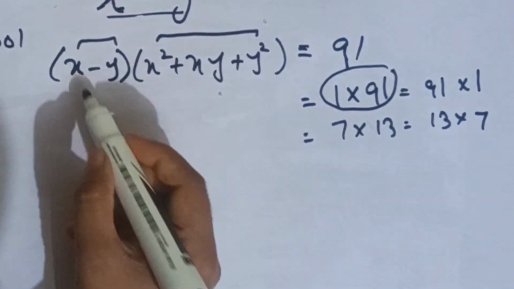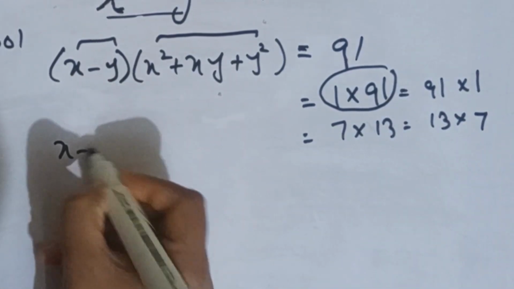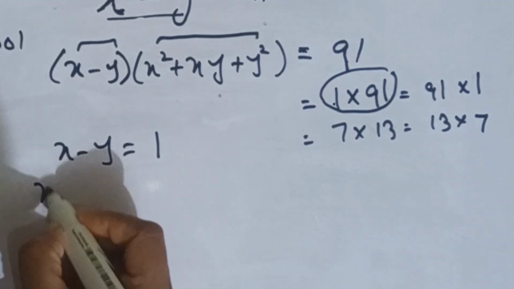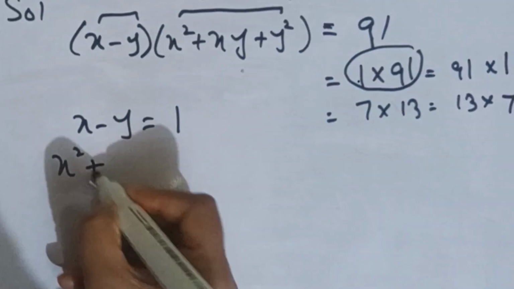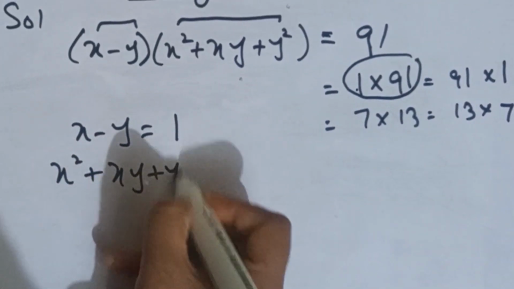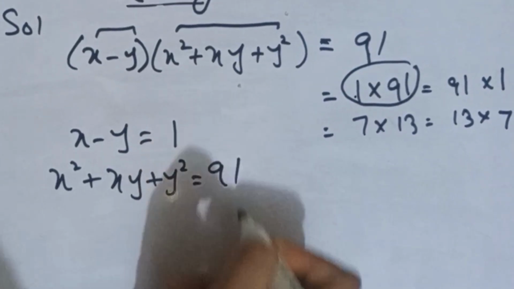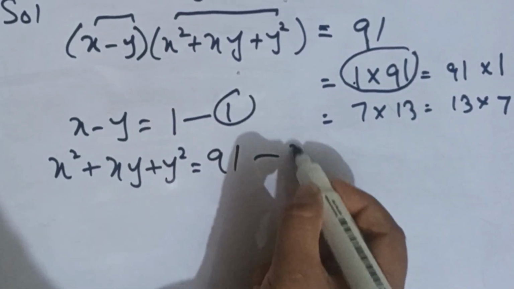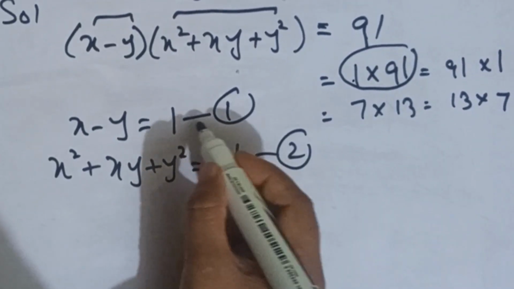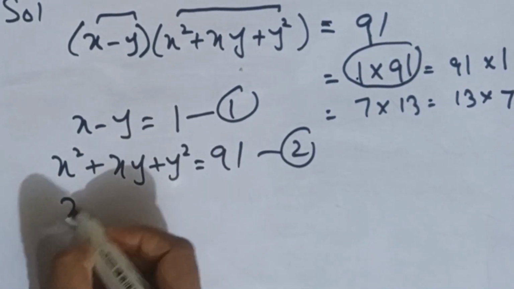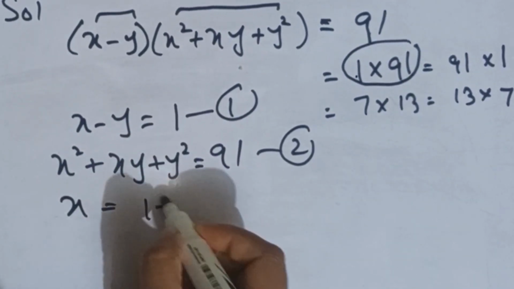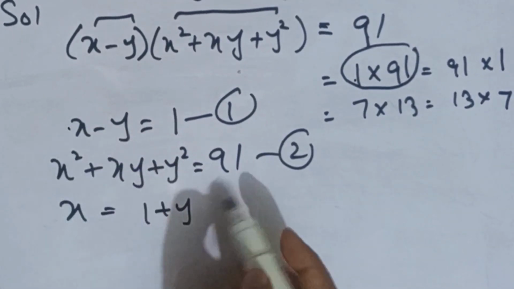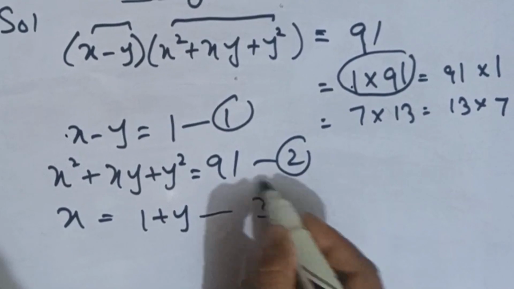So this implies x minus y is equal to 1, and the second equation, x square plus xy plus y square, is equal to 91. In the next step we call this equation number 1, and this is our equation number 2. Look at the first equation. We write this as x is equal to 1 plus y. We just add y on both sides of this equation, then we get this. We call this equation number 3.